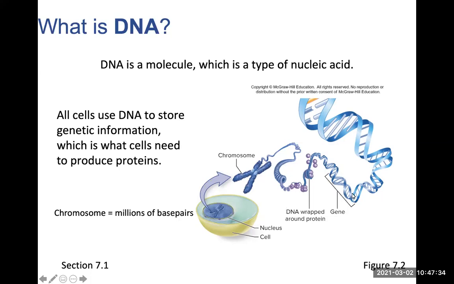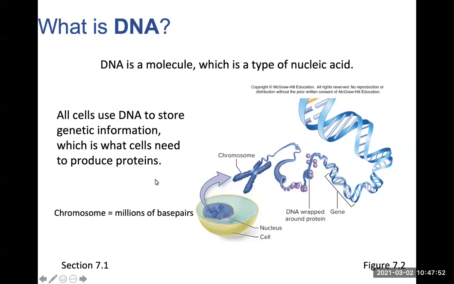And on this DNA, or on this chromosome, there are multiple genes that can be located. There can be a gene for your eye color. There can be a gene for your hair color, maybe. There can be a gene for your skin color or for your height. So there can be multiple genes that can be located on this chromosome. So chromosome is millions of base pairs. And I'll tell you what base pairs are.